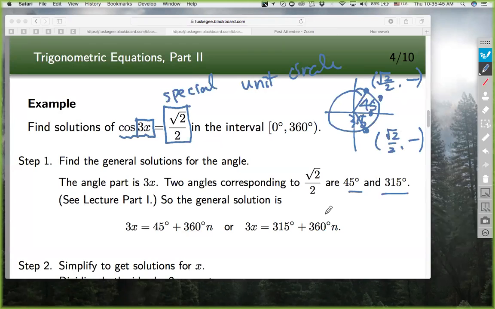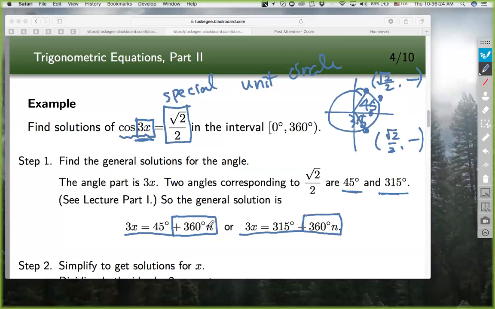For multiple angles, what you have to do is to use these two solutions together with this expression, plus 360n. This represents multiple revolutions around the circle. So 45 plus 360 actually goes to the same angle, right? 45 is here. If you add 360, it goes back here. That's when n equals 1.